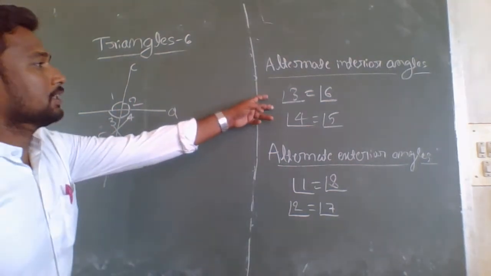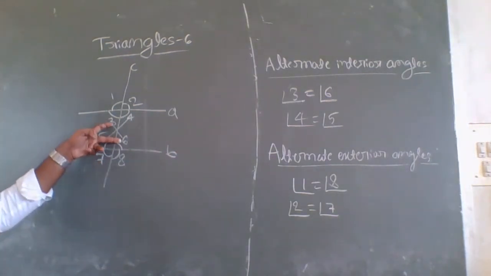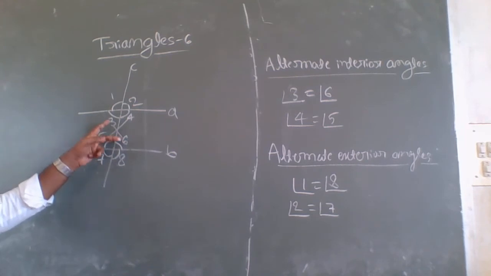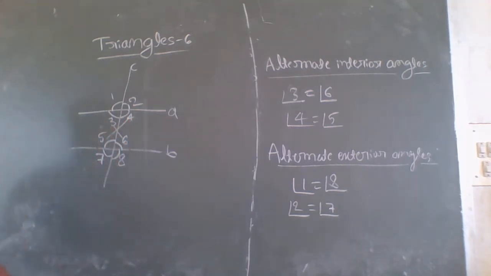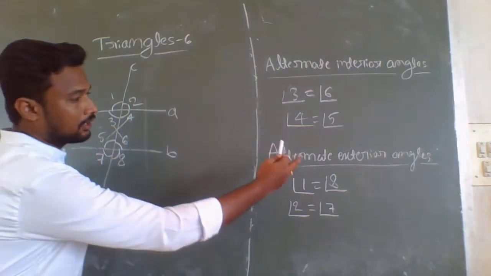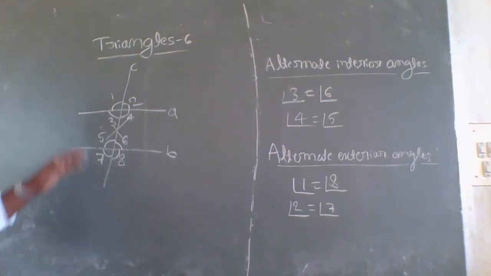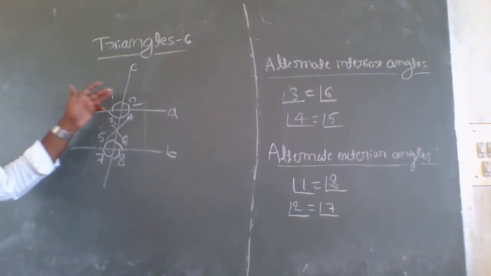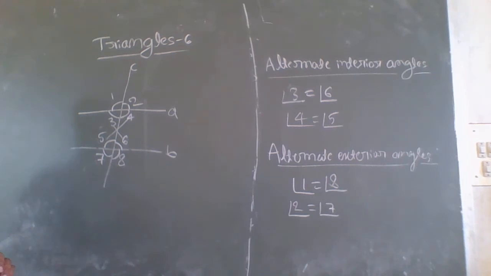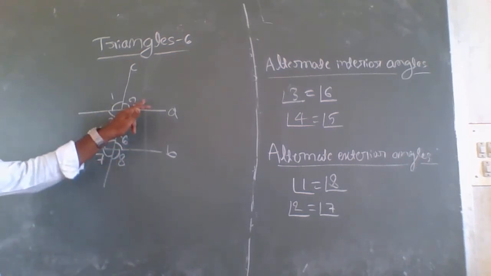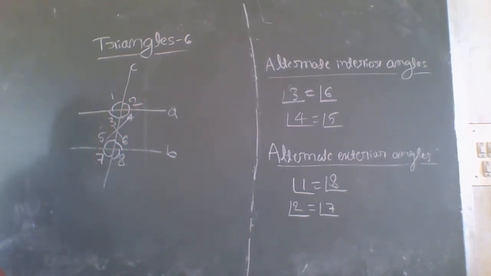So alternate interior means these are interior angles and alternate to each other. Therefore angle 3 is equal to 6, 4 is equal to 5. Like this, alternate exterior angles means these are exterior angles 1, 2, 7, 8, and alternate to each other, so angle 1 is equal to 8, 2 is equal to 7.